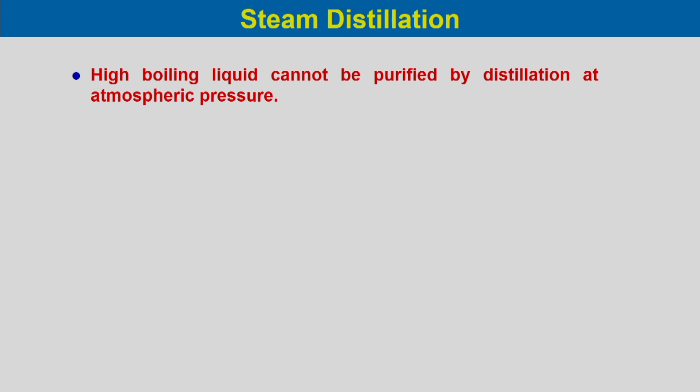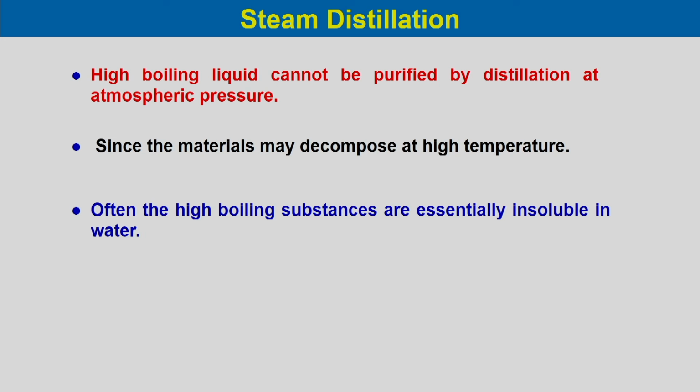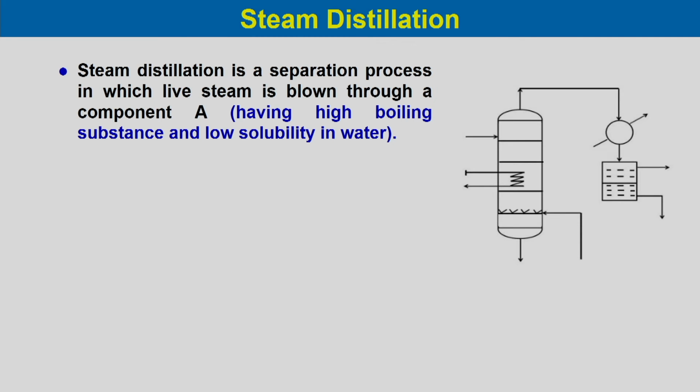Now, we will discuss the next topic, which is steam distillation. High boiling liquid cannot be purified by distillation at atmospheric pressure, since the materials may decompose at high temperature. Often the high boiling substances are essentially insoluble in water. In this case, a separation at lower temperature can be obtained by steam distillation. Steam distillation is a separation process in which live steam is blown through a component A having high boiling substance and low solubility in water.